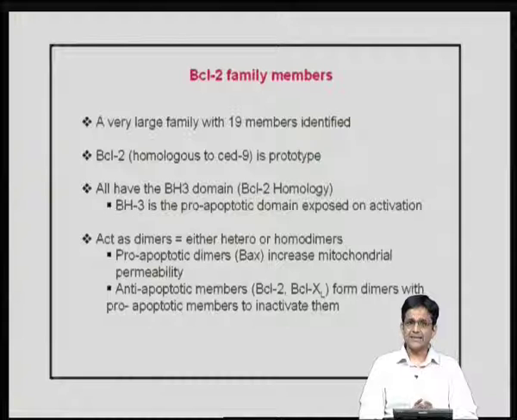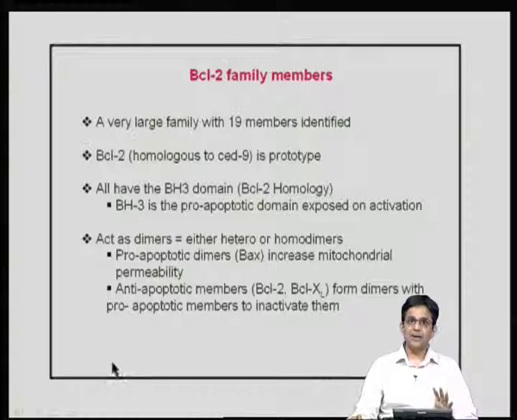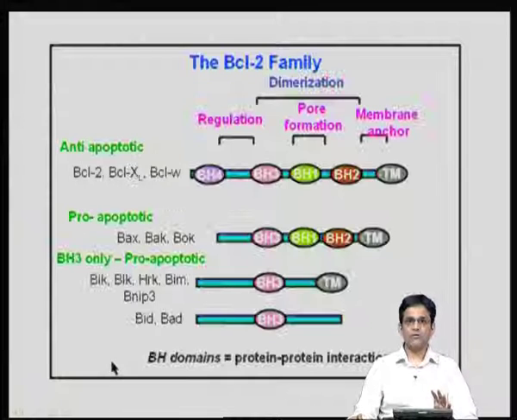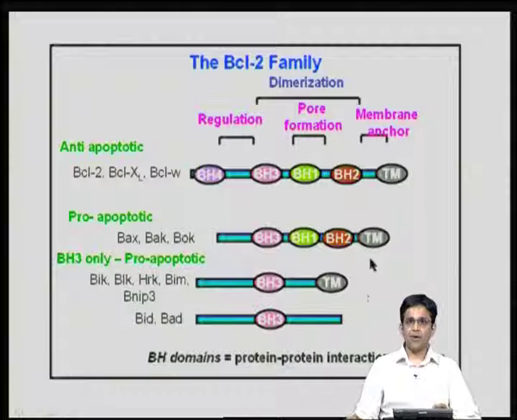Now they act as dimers, often hetero or homodimers. Proapoptotic dimers, for example BAX, increase mitochondrial permeability. The antiapoptotic members BCL2 and BCL-XL form dimers with proapoptotic members and try to inactivate them. So it's important to understand the way the BCL2 members function. Now, if you just look at their organization, they have a membrane anchor.